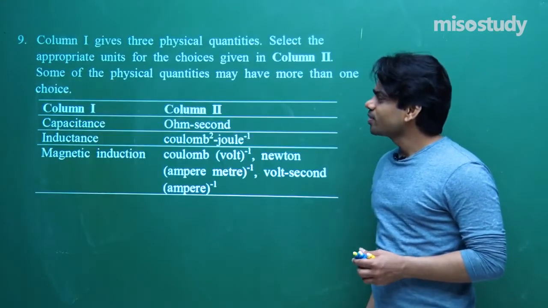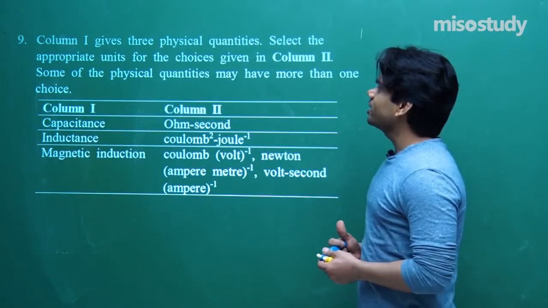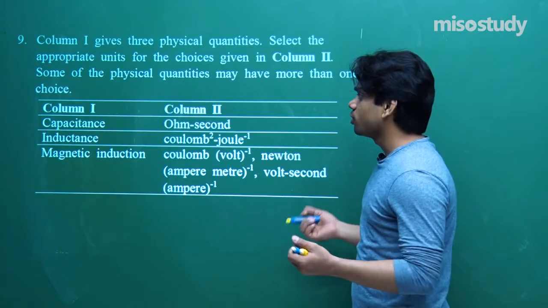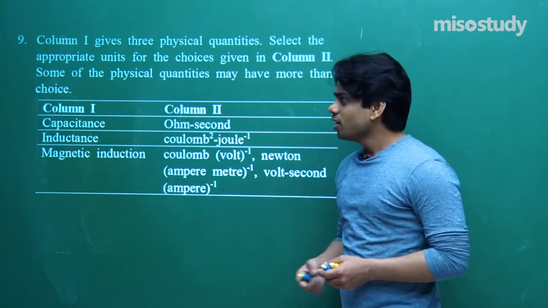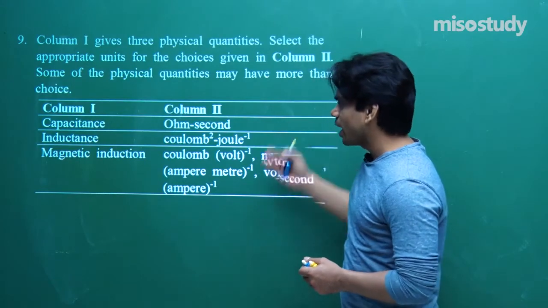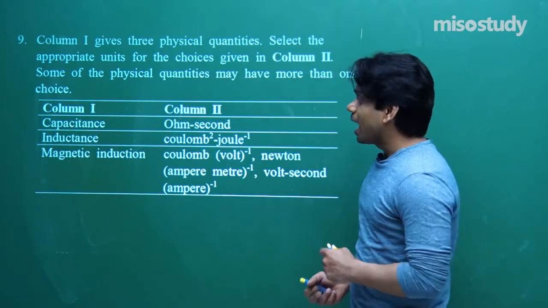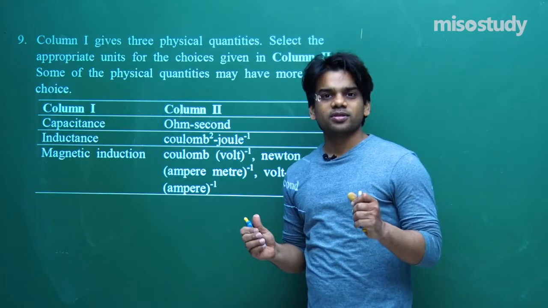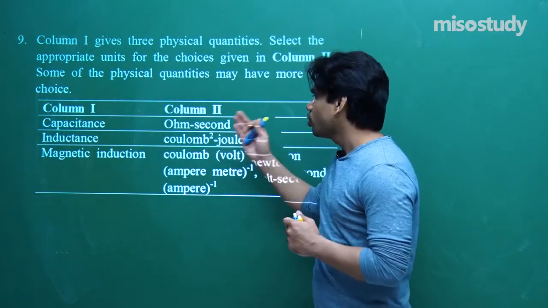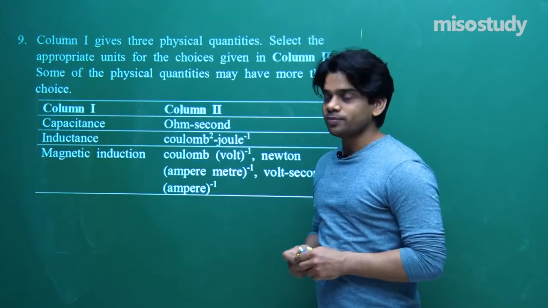Question number 9. Column 1 gives 3 physical quantities. Select the appropriate units for the choices given in column 2. Some of the physical quantities may have more than one choice. Now here I have not given A, B, C, or P, Q, R, S. Within this you have to make a new column on column 2. I have just given you that sometimes you also have to find more than one option in column 2 that will be matching with column 1.